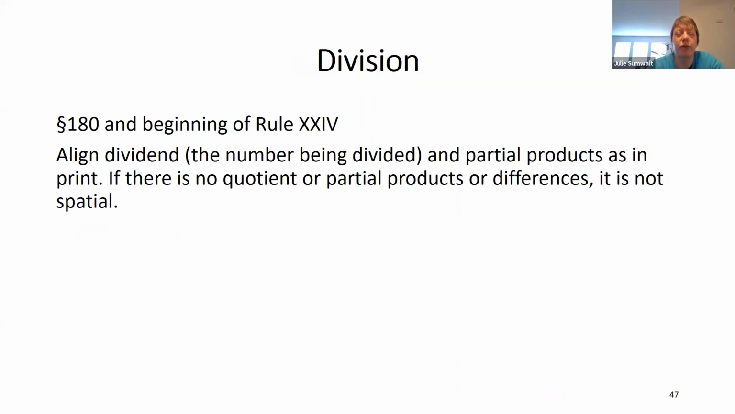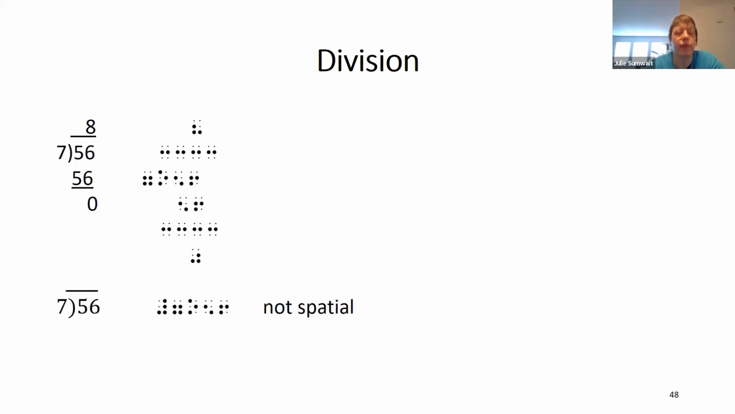Our last topic will be division. You align the dividend, which is the number being divided, and partial products as in print. If there is no quotient or partial products or differences, it is not spatial. On this slide, I've shown two different division problems. The first is spatial.